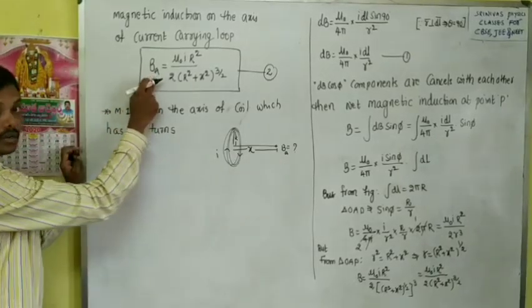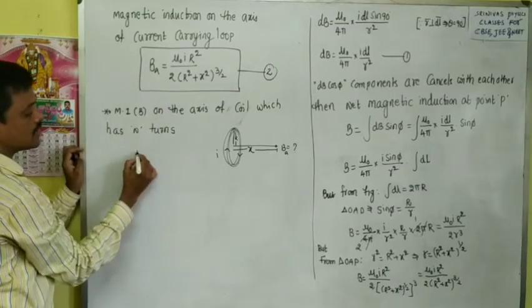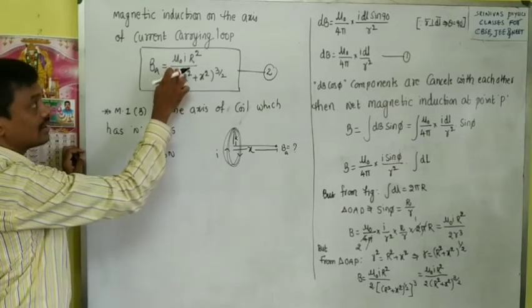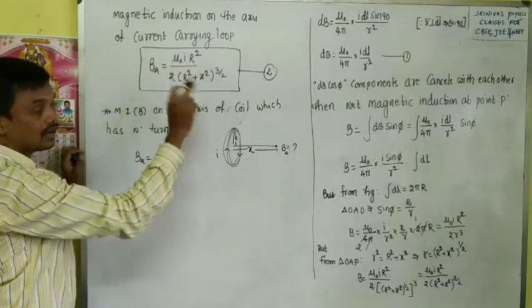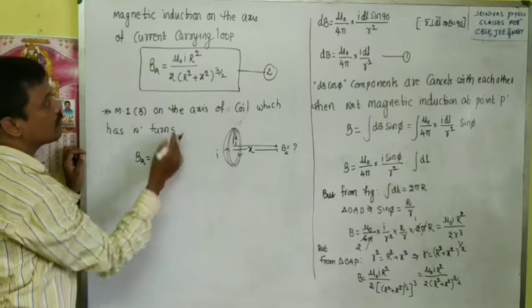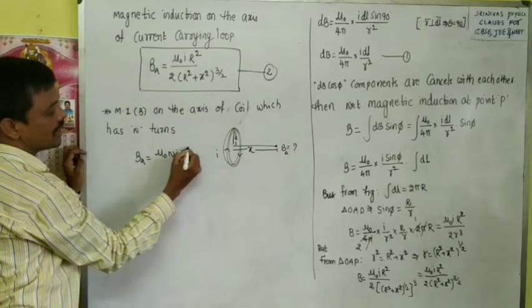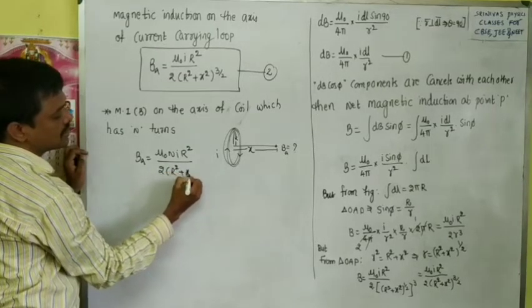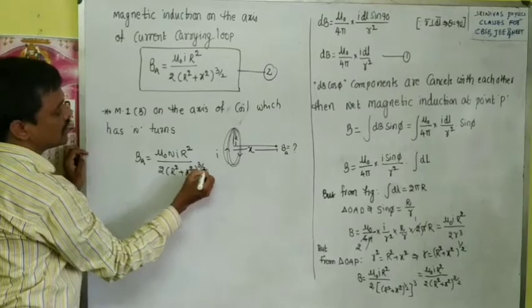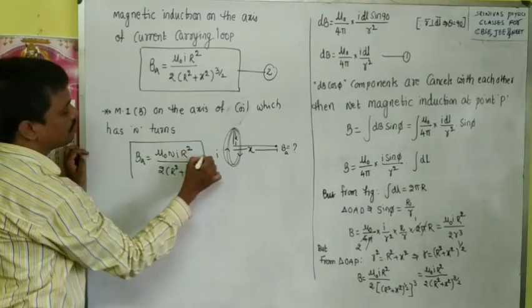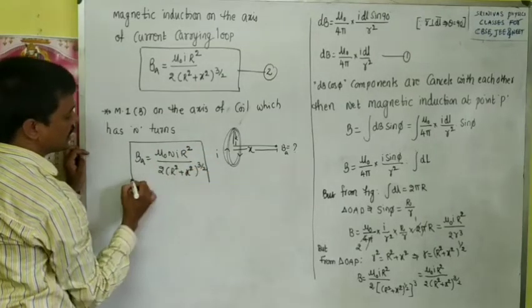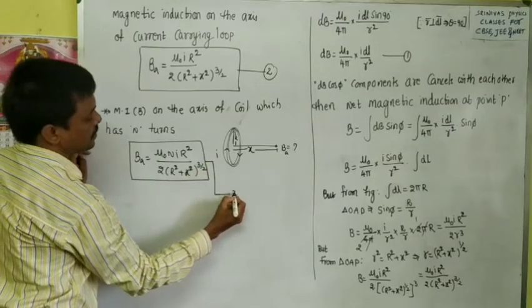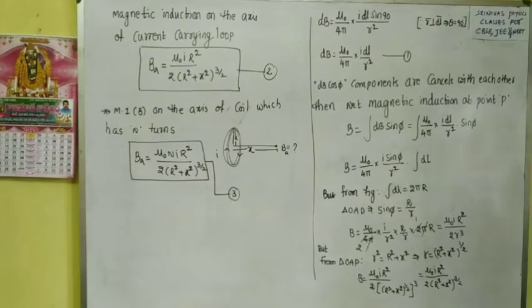This is for one turn. Loop means it has only one turn, coil means it has many turns. Then for the magnetic induction on the axis, we have to multiply with N. Then we have to multiply with number of turns. μ0 N I R square by 2 of R square plus x square whole power 3 by 2. This is the formula for the magnetic induction. This is equation 3.